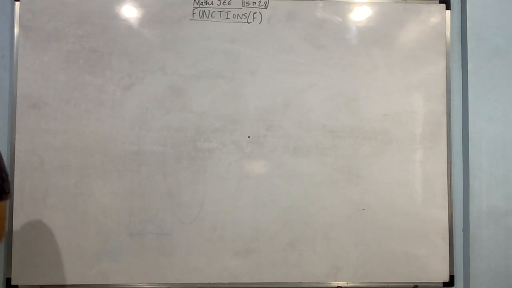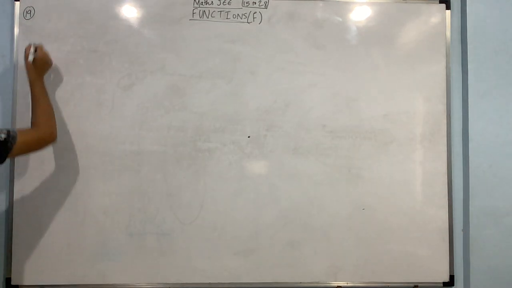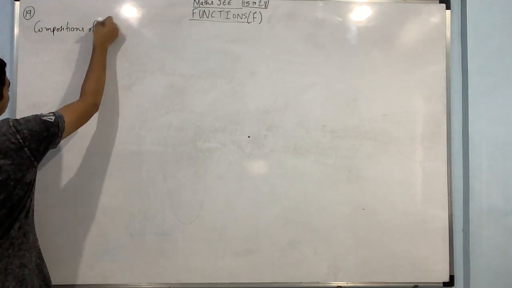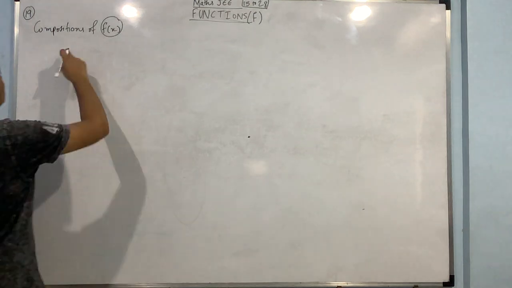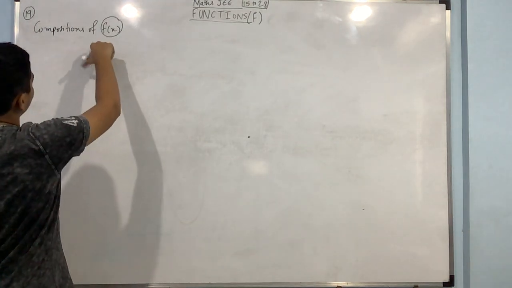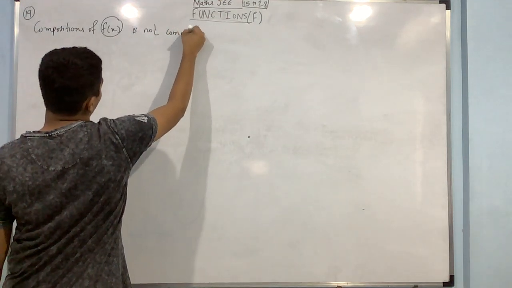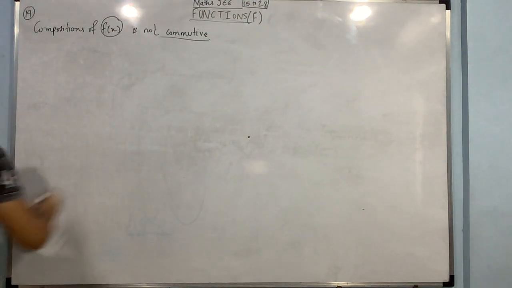Okay, next point. What is the 19th point? Maths. Okay, maths. Focus. We are doing maths only. The compositions of functions, I just wrote in shortcut. Compositions of functions is not commutative. Hope you studied the commutative law. It's not commutative.